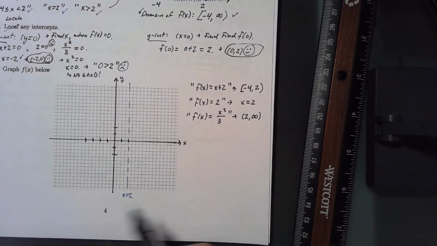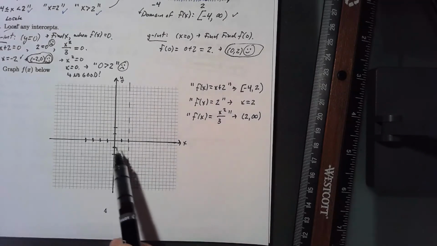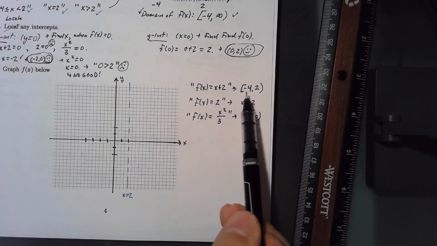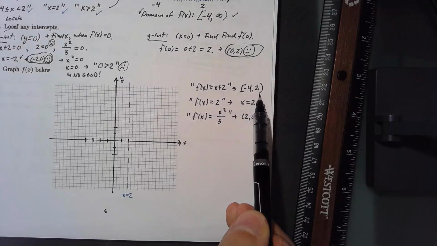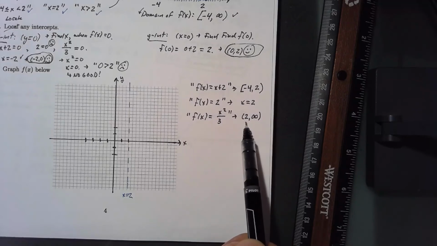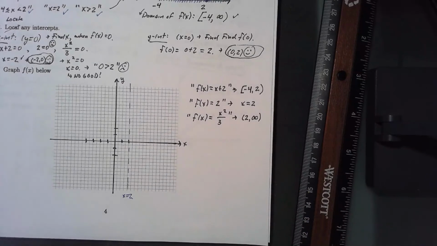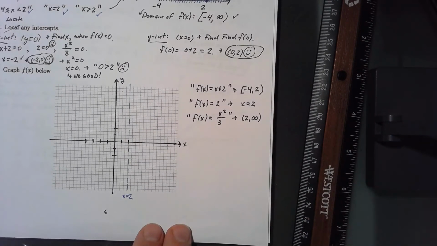All I did so far was just devise an increment system, so I'm consistent. I identified x equals 2 because that's where these intervals break at, 2, 2, and 2. This is not part of the graph. This is just there to help us make the graph a little easier to sketch.